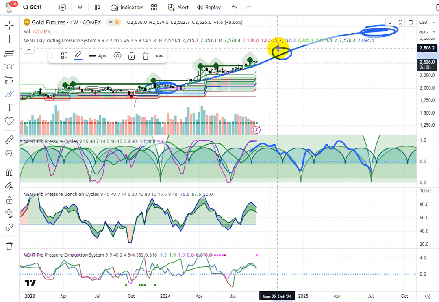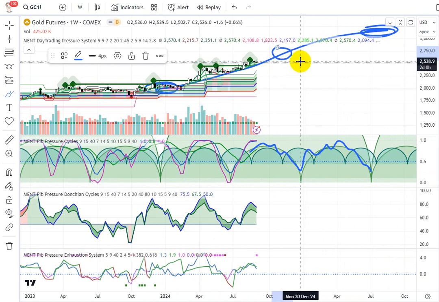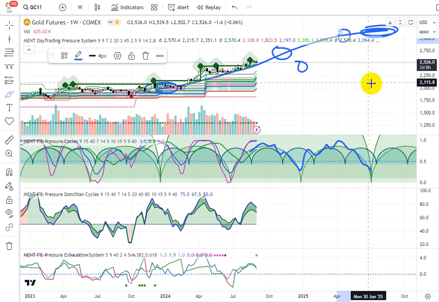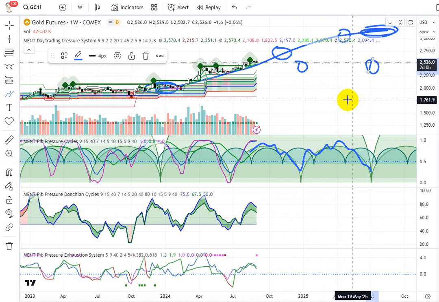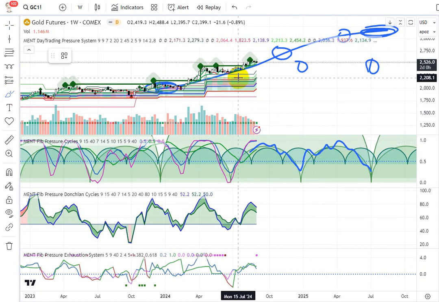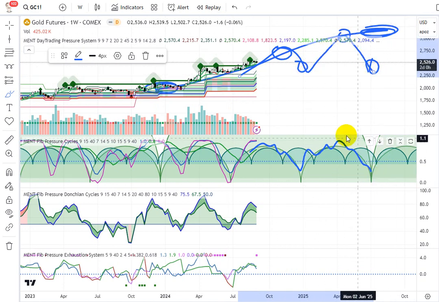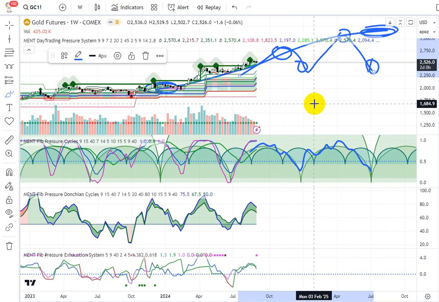up until this area, October, November of 2024. Then you'll have a potential low in December, roughly 6th. Then you'll have a potential peak somewhere maybe around April 28th, and then you'll have a potential low somewhere around June 30th. And all I'm doing is I'm mapping the cycles from here up, down, up, down. Cycle events. That's all it is.